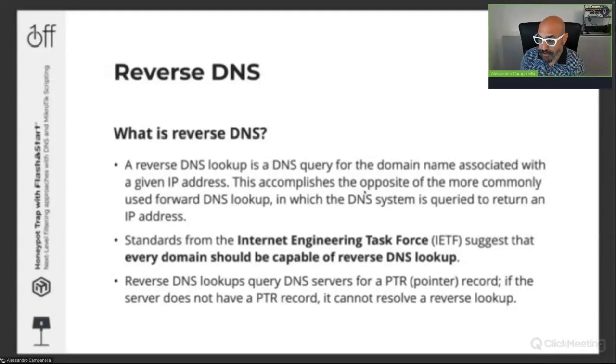The Internet Engineering Task Force suggests very strongly to set the reverse DNS on our IP addresses. So ISPs know absolutely they need to set these DNS records, this pointer, in order to have the reverse DNS complete successfully. But sometimes we don't have this. So we need to understand what to do if an IP address has no reverse DNS.